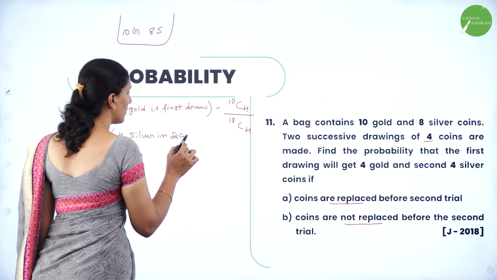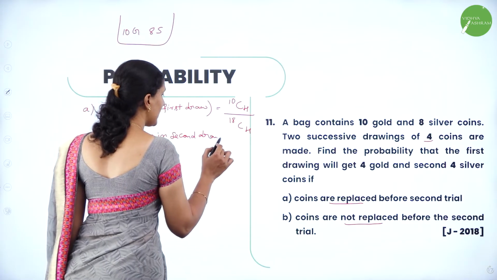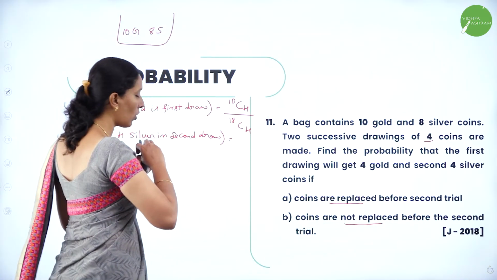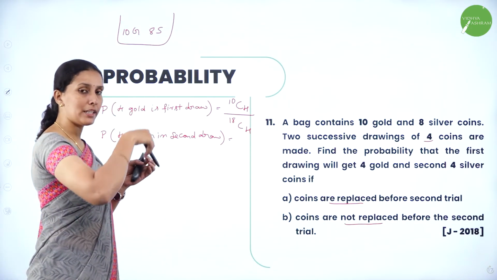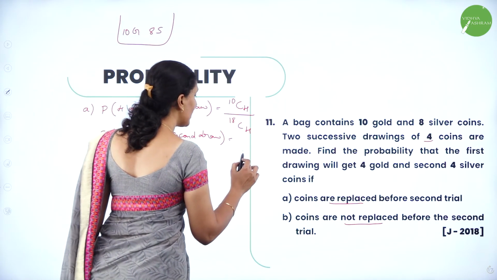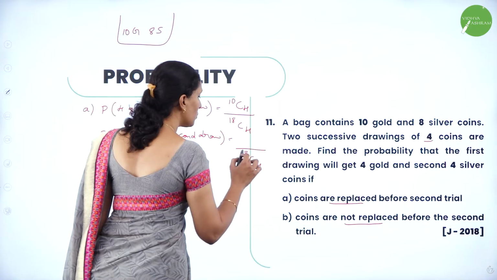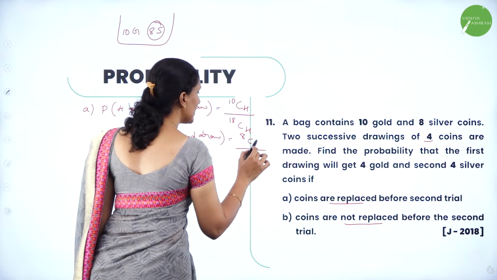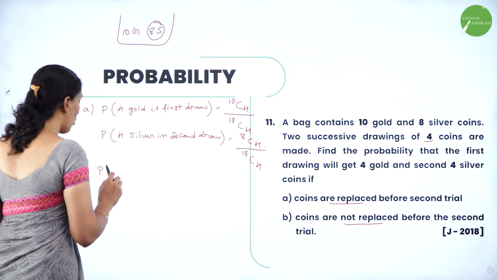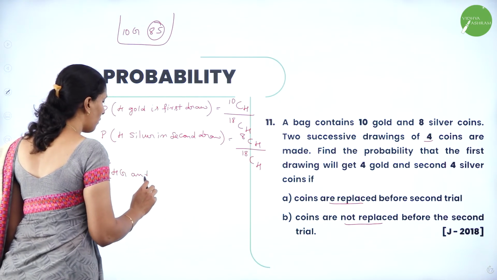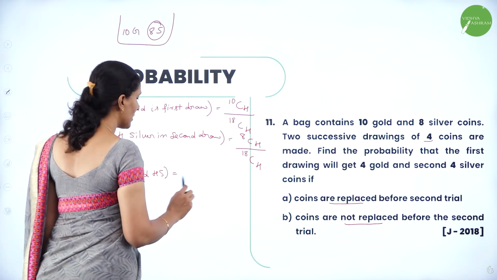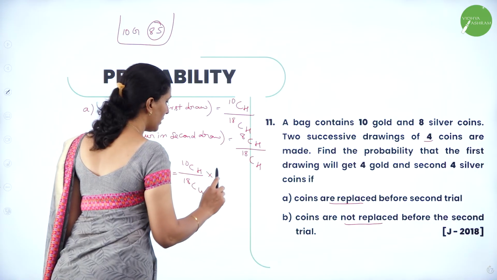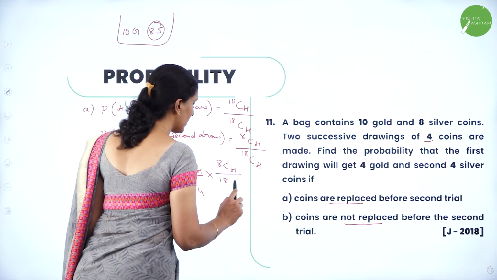Next, the probability of getting 4 silver in the second draw. The condition is that coins are replaced before the second trial. That means the 4 gold coins I have taken out, I have put back inside the bag. So again there are 18 coins. Out of that we need to choose 4 coins, and those 4 coins have to be silver, so it is 8C4. Therefore the probability of 4 gold and 4 silver coins in both the trials is 10C4 divided by 18C4 into 8C4 divided by 18C4.